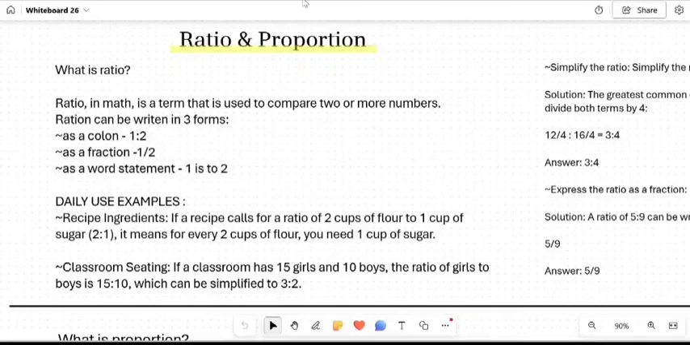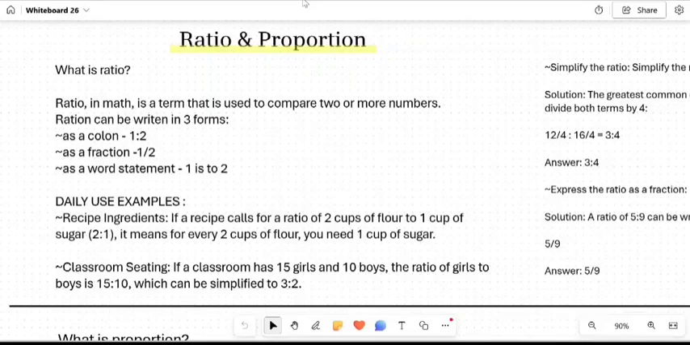So, today I have come up with another interesting topic, which is ratio and proportion. Now you might wonder, what is this new term known as ratio and proportion? Okay, so first let's begin with what is ratio.